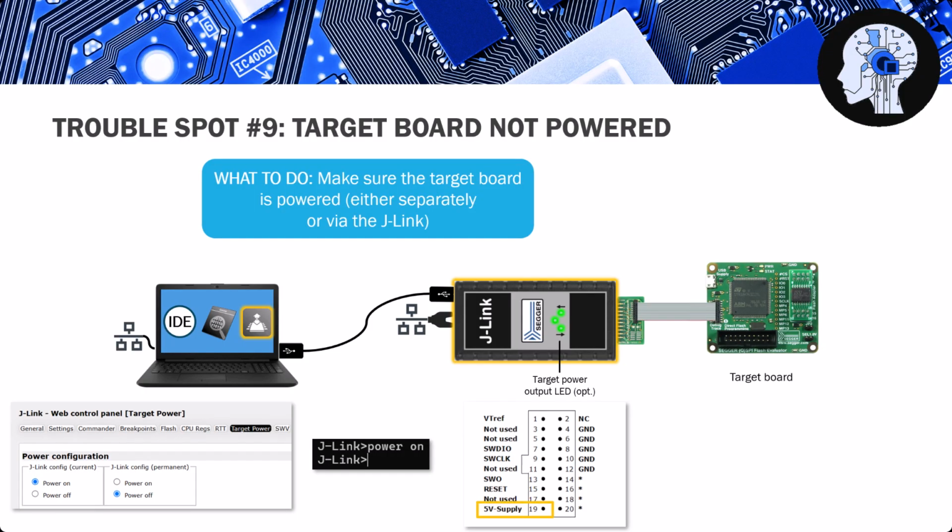However, for the J-Link to output power on its 5-volt supply pin, which is pin 19 of the 20-pin J-Link target connector, you need to specifically enable this, for example, in J-Link Commander or the J-Link Web Control Panel. Don't power the target board both separately and via the J-Link.